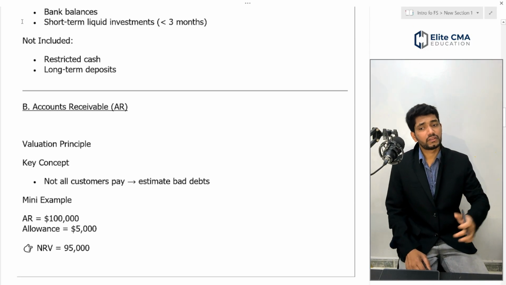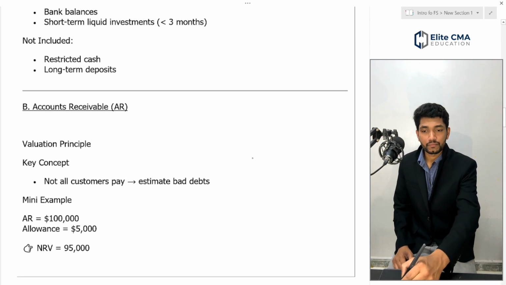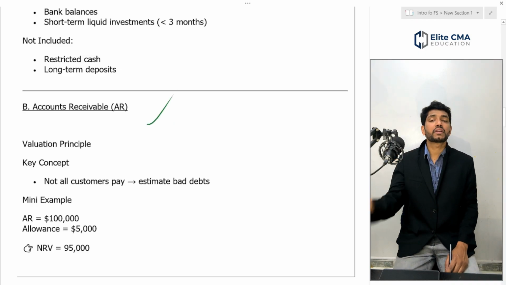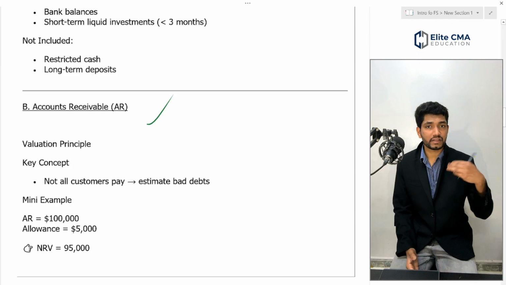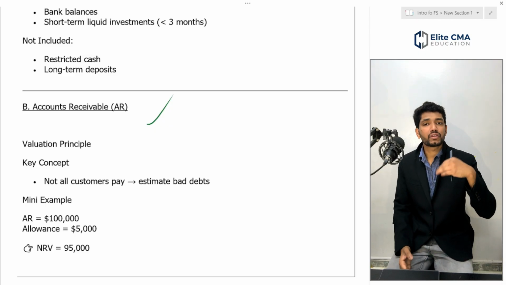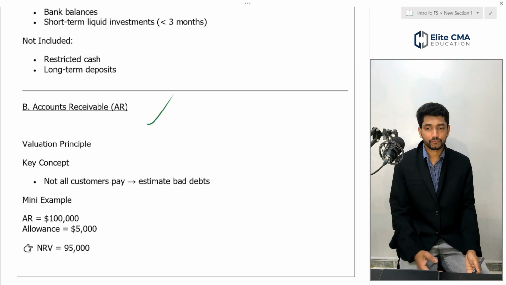So the next category is accounts receivable. What is an account receivable? If you sell goods to a company on credit, you will create an account receivable. That means that value is an account receivable for you.